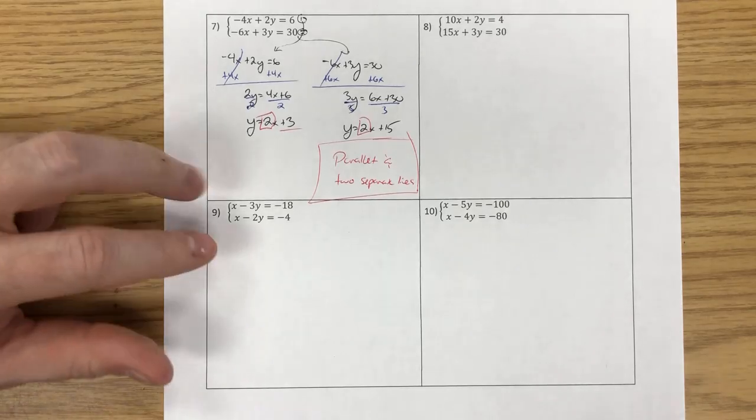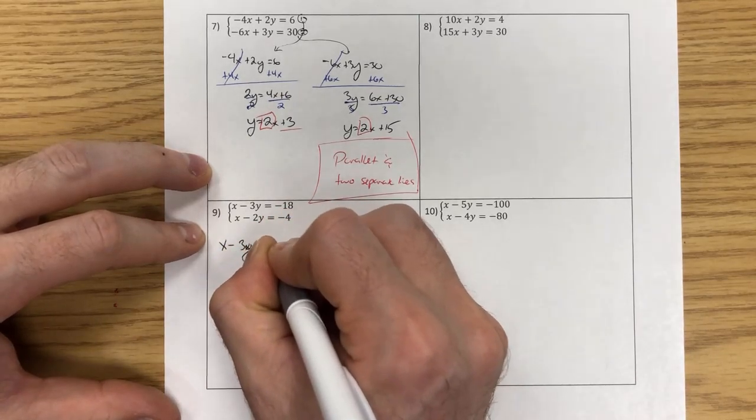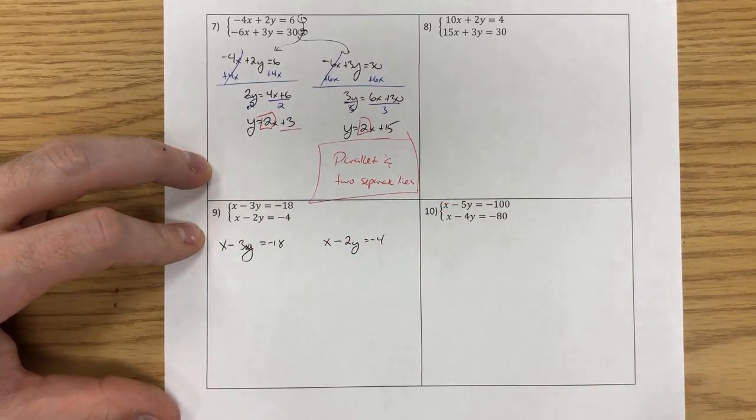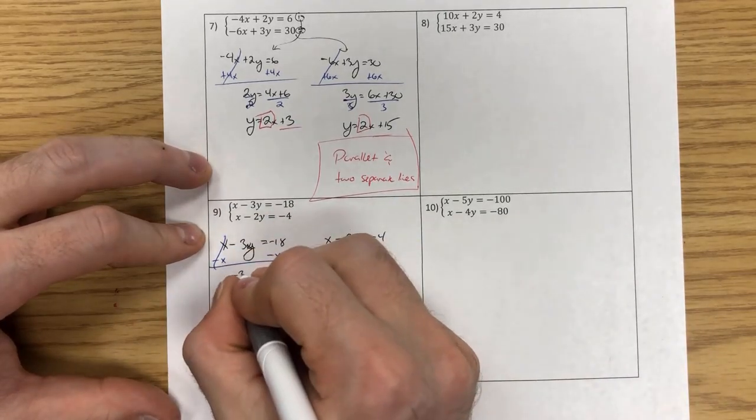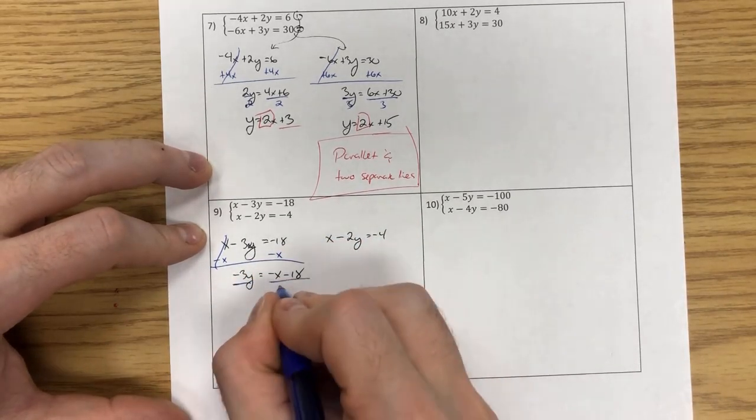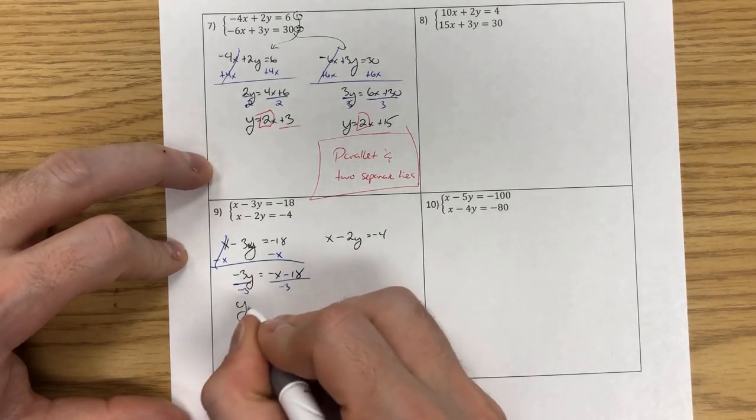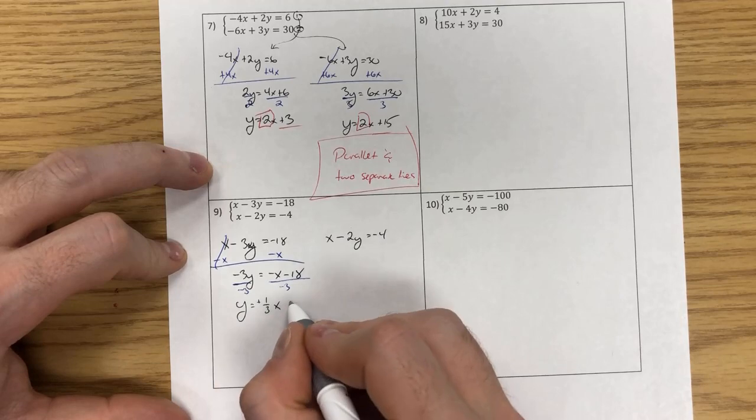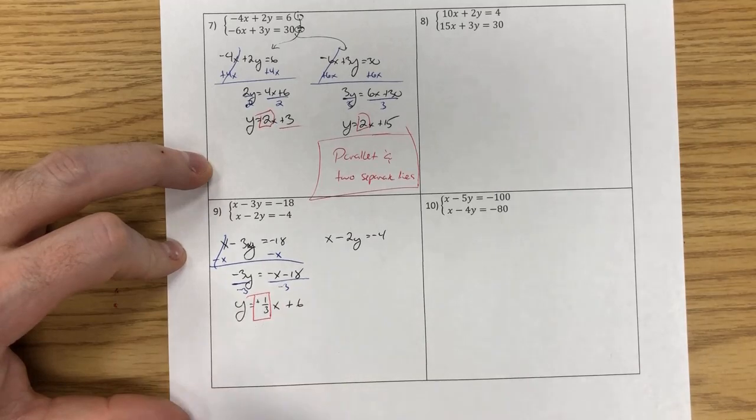Okay. So we know that because neither of these are in slope-intercept form, I'm going to have to write out both of them. X minus 2y is negative 4. Okay. So I'm going to subtract my x on this one, which gets rid of that right there. And I'm left with a negative 3y is negative x minus 18. And when I divide by a negative 3, not only does it change the signs, but that becomes a fraction. So negative negative becomes a positive 1/3. Negative negative becomes a positive 6. So I'm looking for a slope of 1/3 over here.